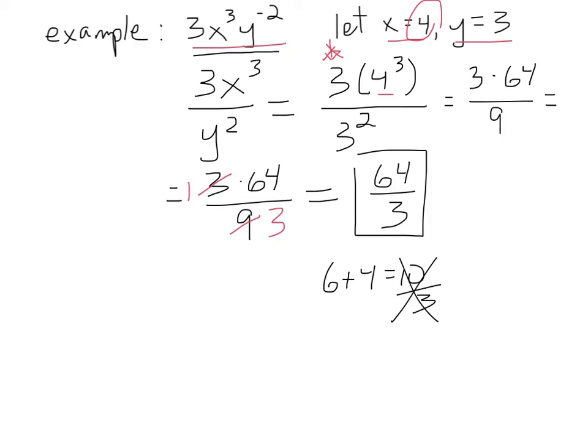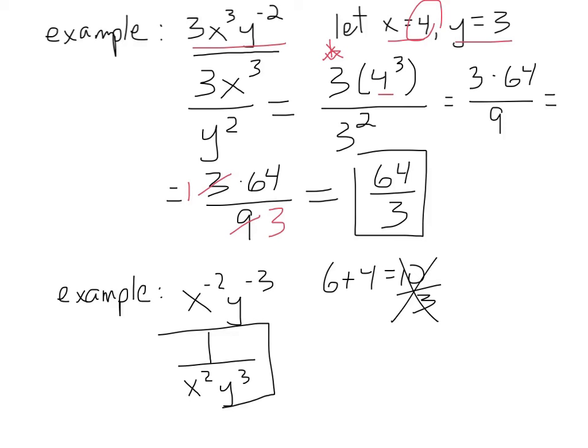One last example we'll look at. What if I gave you x to the negative 2, y to the negative 3? Well, the negative exponent for both terms, we'll put them in the denominator, and I'll be left with 1 over x squared y cubed. So that's this lesson. Get rid of that, goes up above.